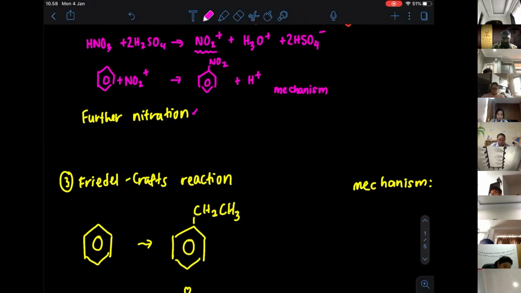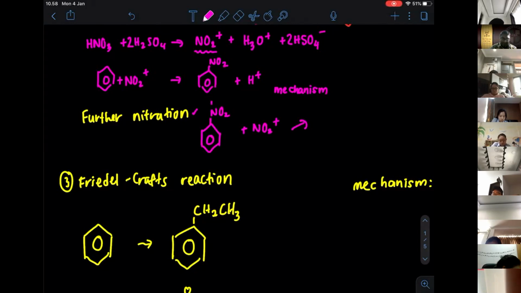Now why 1,3 and 1,3,5? For example, if you have this nitrobenzene and I want to do a further reaction, it means I'm going to nitrate it more, where this NO2 will come in. They will come in at position number 3, because this is position number 1.